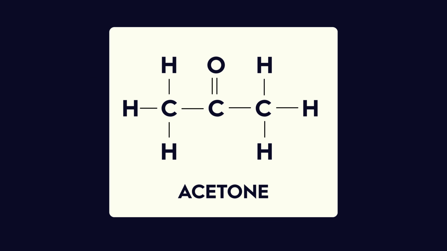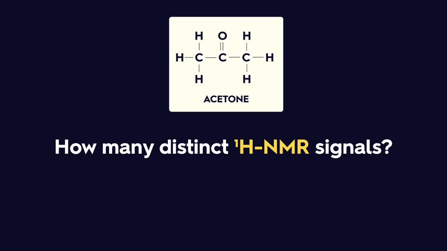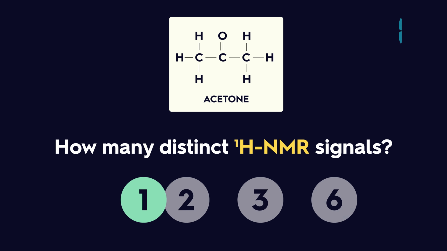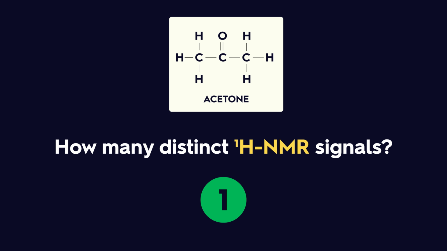Pop quiz. Look at acetone. How many different proton NMR signals would you expect? 1, 2, 3, or 6? The answer is just 1, because all 6 hydrogens are equivalent, and that's our key idea.